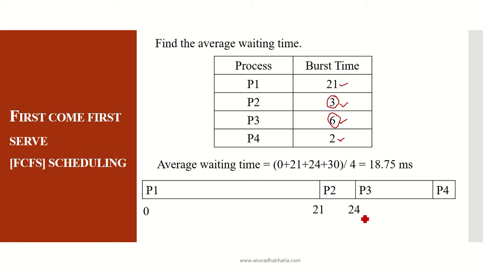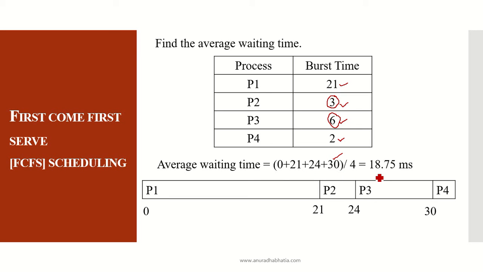So 24 plus 6 makes it 30. So it is 30 over here. So the total waiting time for my process P4 to start is 30. So we have to find out the waiting time as 0 plus 21 plus 24 plus 30 divided by 4.